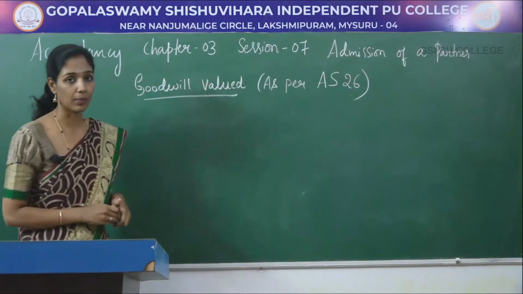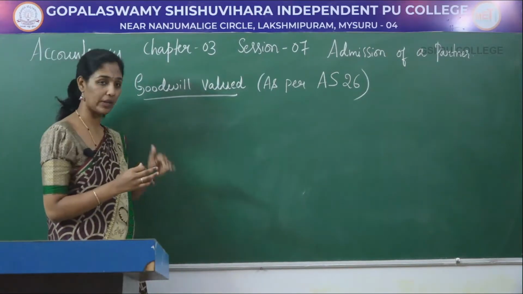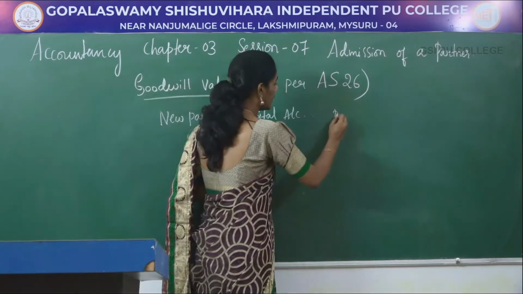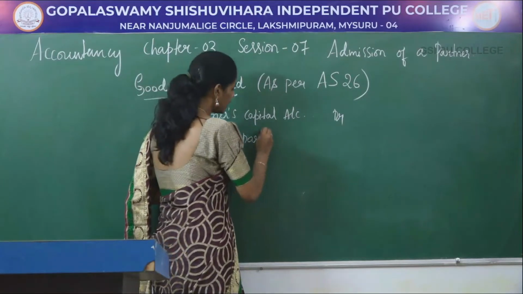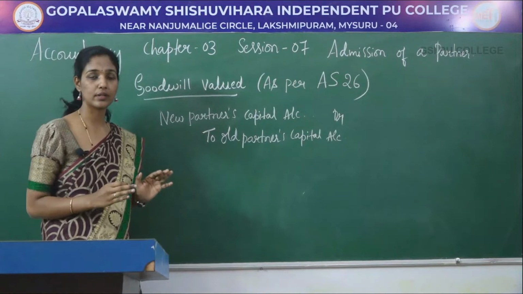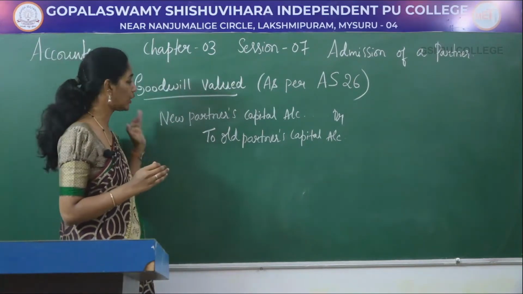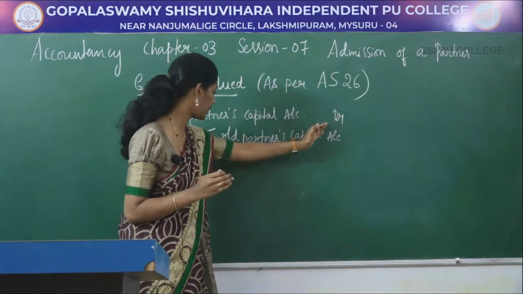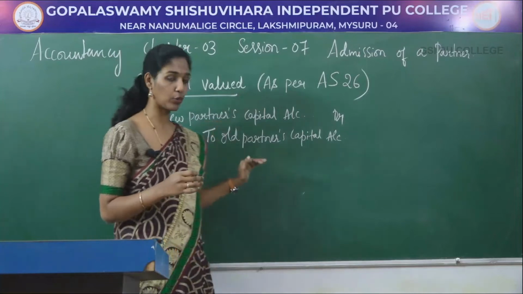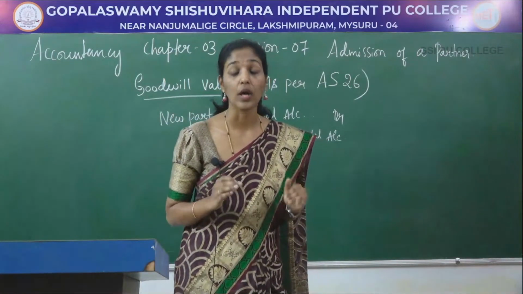So the journal entry will be new partners capital account debited to old partners capital account. So this is the universal journal entry. When goodwill is valued, then the journal entry will be new partners capital account debited to old partners capital account. Here goodwill amount should be distributed among the old partners in their sacrifice ratio.